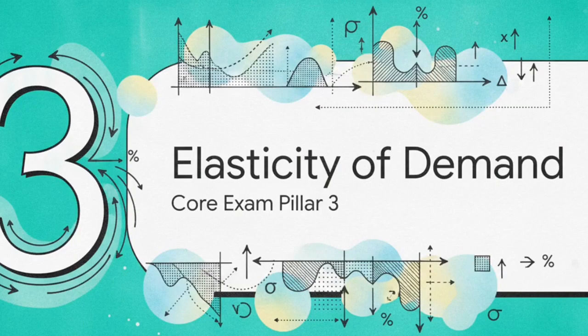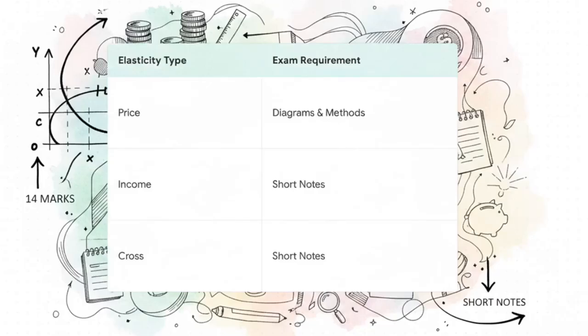Section 3. Understanding elasticity of demand. Now we reach our third and probably most technical pillar. This is where concepts get very specific very fast. Notice the massive discrepancy in how elasticity is tested based on the source papers. Price elasticity is the heavy hitter here.